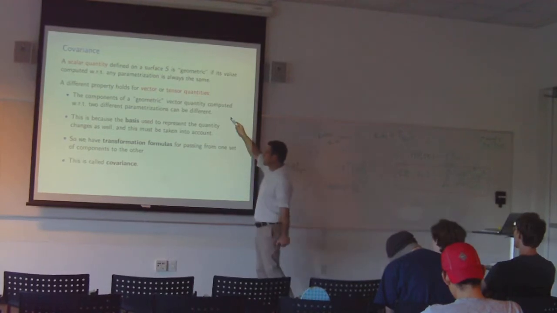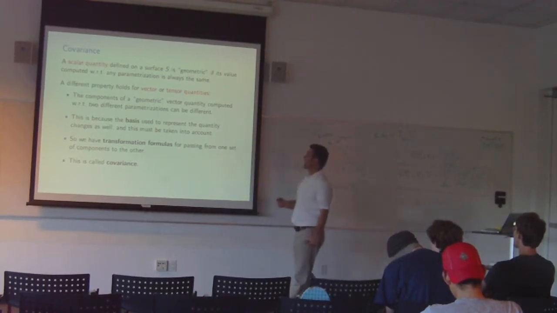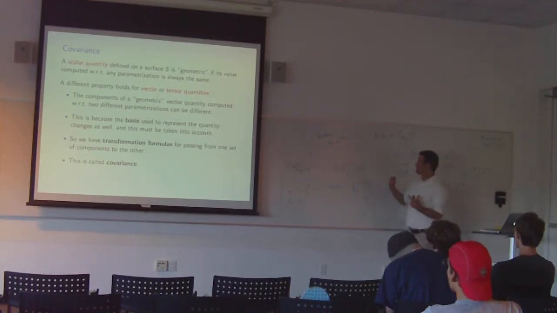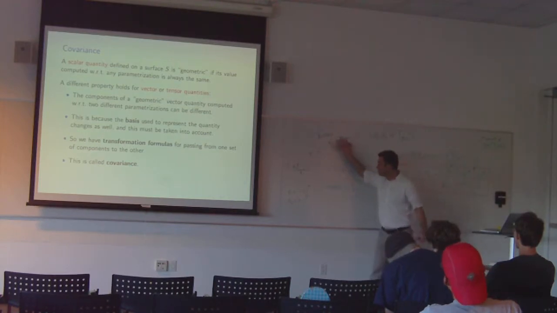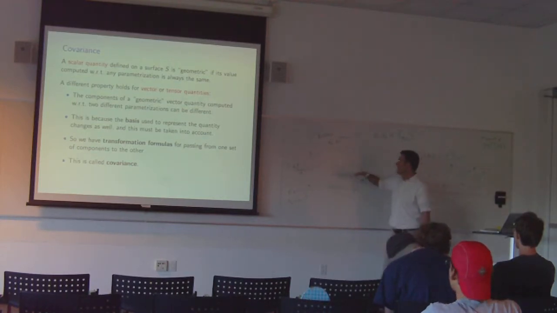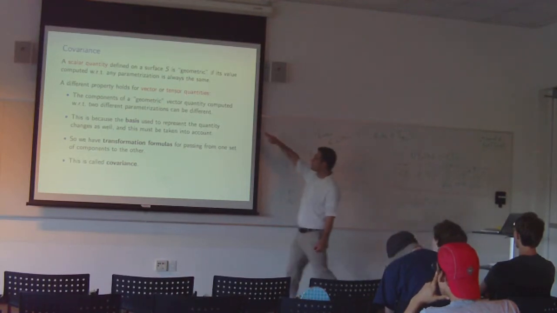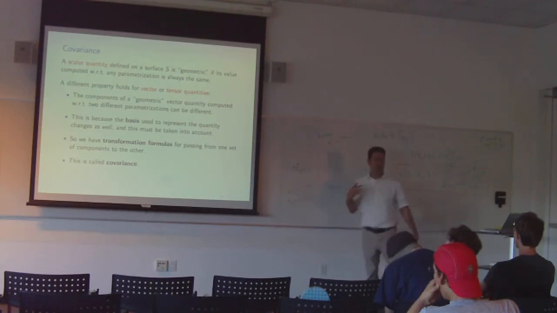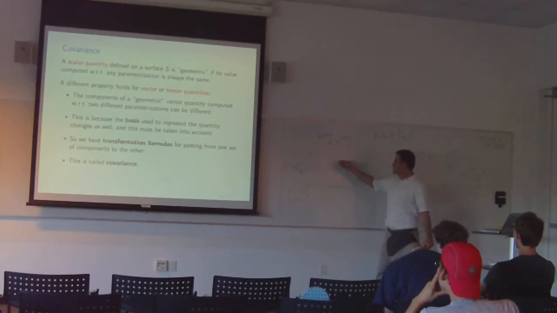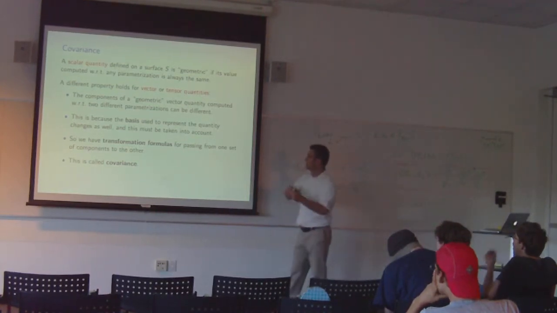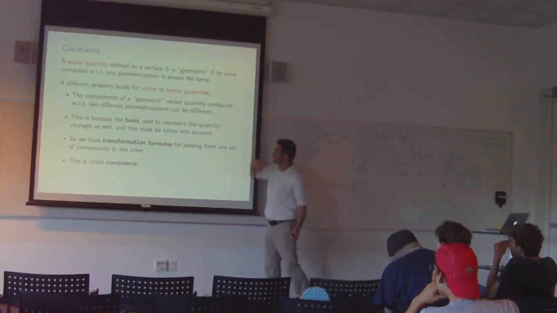Well, a different property, which I'll explain in a second, holds for vector or tensor quantities. So I want to argue that this induced metric, because it comes from something geometric in the outside world, but is only pulled back to the parameter plane, is still geometric. But I can't use the rule that the scalar quantity should be unchanged when you compute it in two different ways using two different parameterizations. I can't use that rule. Right. So let me just emphasize this again.